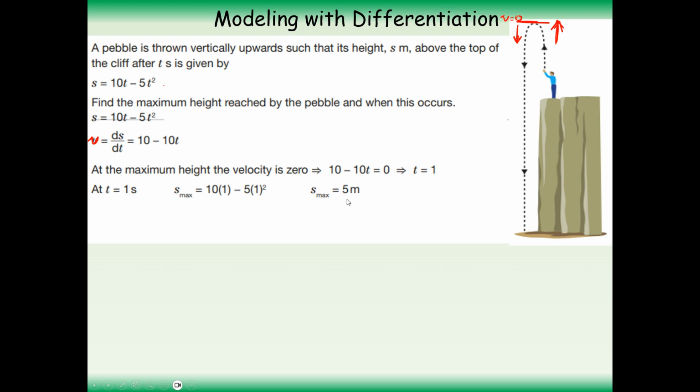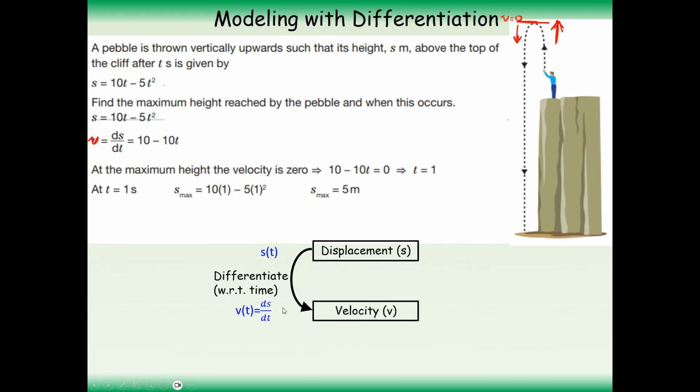So you find that it's 5 meters. 5 meters, it was measured from the top of the cliff, so you say 5 meters above the cliff. And if there is more to learn about it, so displacement, when you differentiate it, you get the velocity formula. If you differentiate the velocity formula with respect to time, you have found the acceleration of the object.